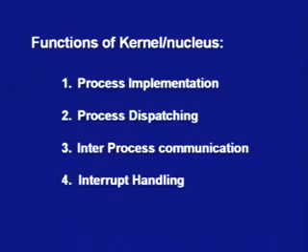Whenever a process goes from ready to blocked, or from blocked to ready, or from ready to running, it is said to be dispatched. Process dispatching is another function of the kernel. Now when there are multiple processes inside the computer, these processes need to communicate with each other. This is called inter-process communication, and all kinds of inter-process communication is handled by the kernel. And finally, one of the most important jobs of the kernel is to handle interrupts.